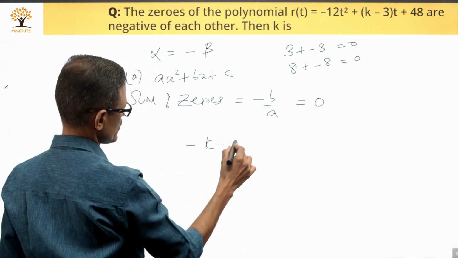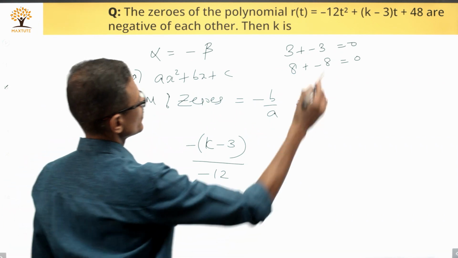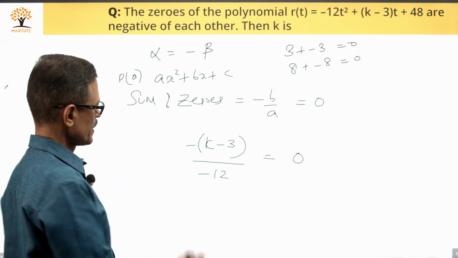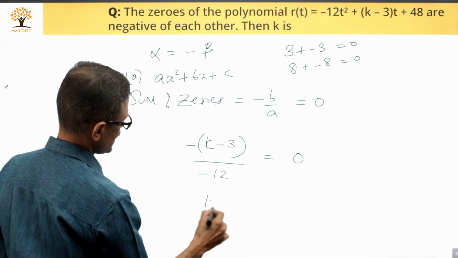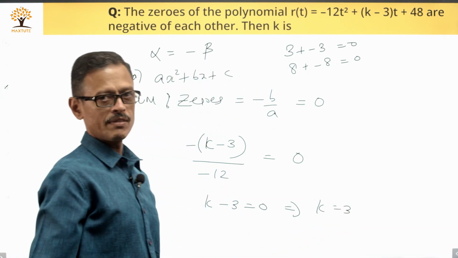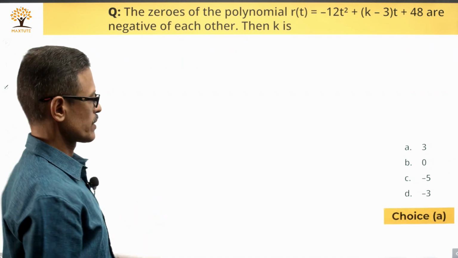What is minus b for us? Minus (k minus 3) is minus b. A is equal to minus 12. So minus b by a is equal to 0 is what we have. The negative by negative will make it positive. Cross multiply this 12, we will get k minus 3 is equal to 0, or k is equal to 3. So what is the value of k? K equals 3. Choice A is the correct answer to the question.